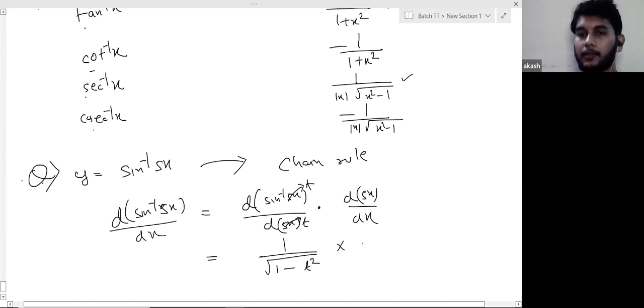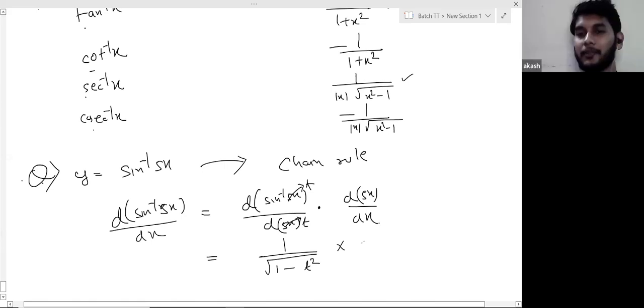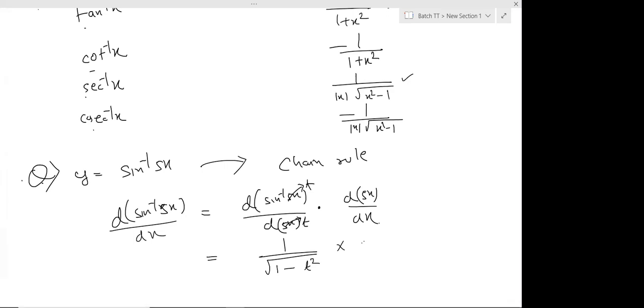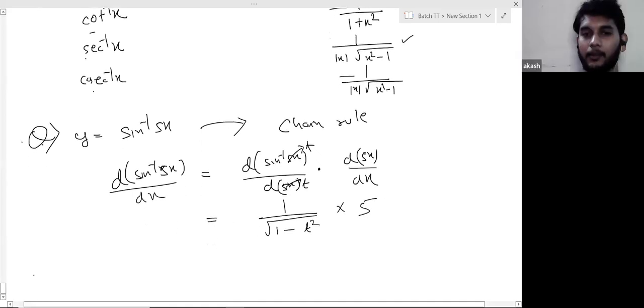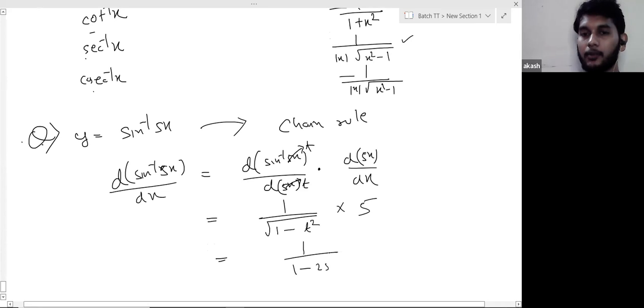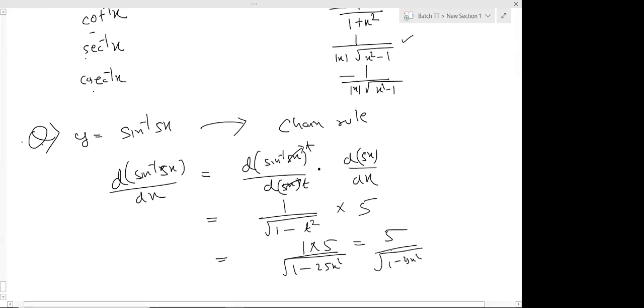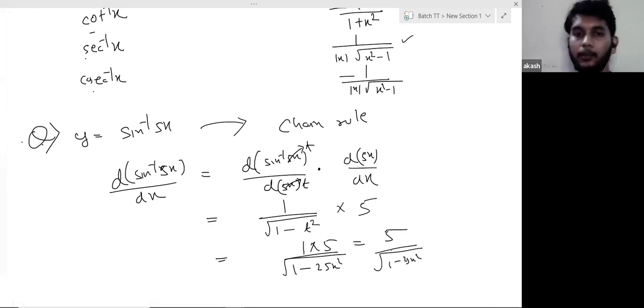The differentiation of 5x. This is not x raised to the power 5. This is just 5x. Yeah, that's why 5 will come outside. Yeah, exactly. 5, right? So let's replace the value of t. So 1 upon under root 1 minus, what was t? 5x, so 25x square, and this is multiplied by 5. So 5 upon root of 1 minus 25x square. I hope this question is clear to everyone. Yes, sir. All right, please note it down.